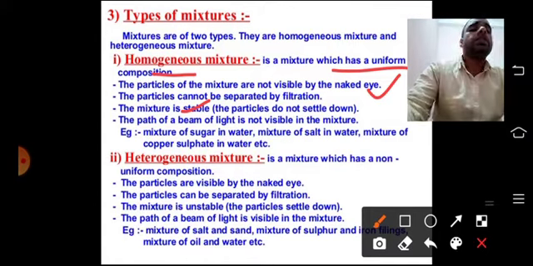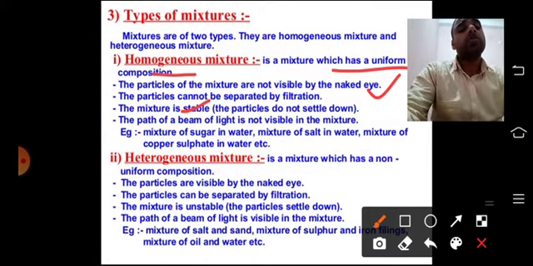Then, if we discuss the heterogeneous mixture, it has a non-uniform composition, meaning a visible boundary would be there. The particles are visible to the naked eye. A simple example is sand plus water. The particles, the sand, can be easily seen, and the particles can be separated by filtration. Yes, sand can be separated by filtration.